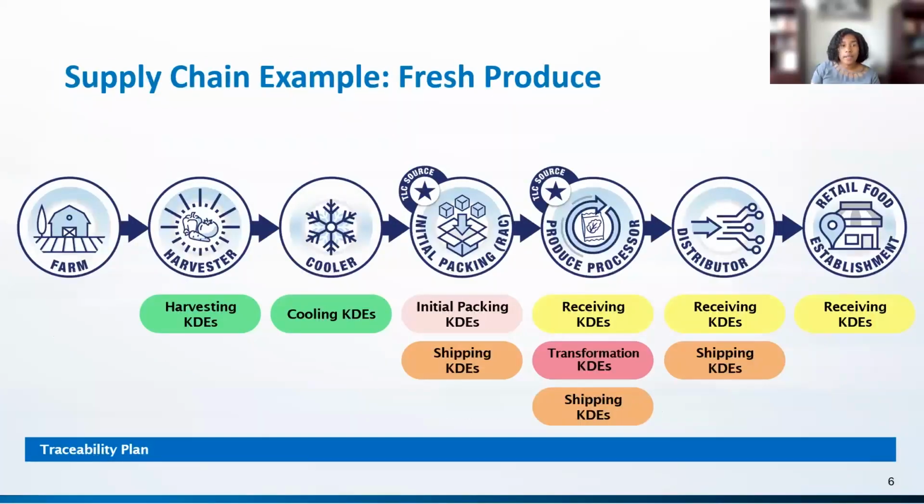So here you see a supply chain example for fresh produce, and this is really to highlight how the CTE and KDE structure works. This will identify a firm's role and the activities in the supply chain that will then determine what KDEs they must keep and share. This example represents a very generic supply chain for fresh produce that will be sold at retail. For example, this could be fresh cucumbers, fresh tomatoes, or even fresh leafy greens. You can see that the specific KDEs required to be kept at each critical tracking event in the supply chain are listed below each point in the supply chain example.